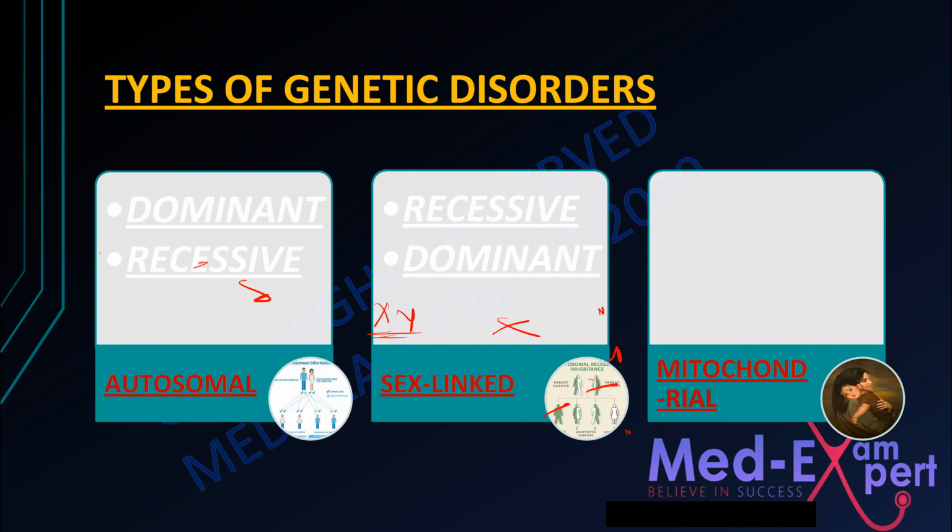And always remember, guys, if you want to have a dominant disorder, one of the parents will always be diseased. In recessive disorders, parents might or might not be diseased. That is one point we should all be aware of. So now, how do we read the pedigree analysis? All that we will check now.